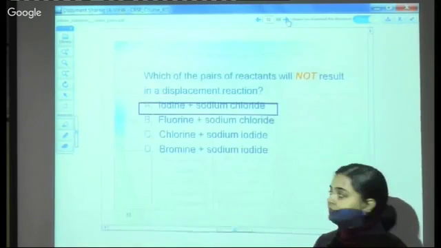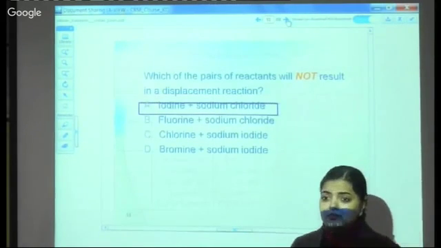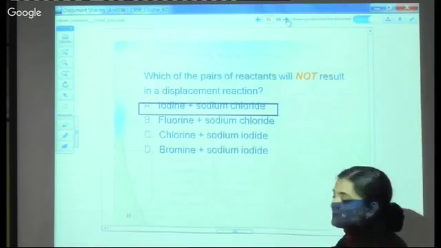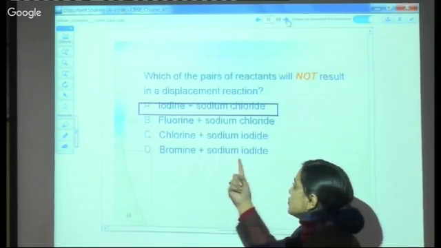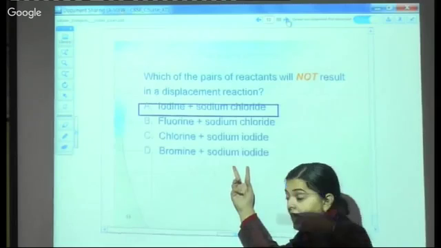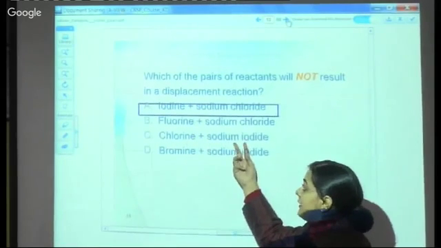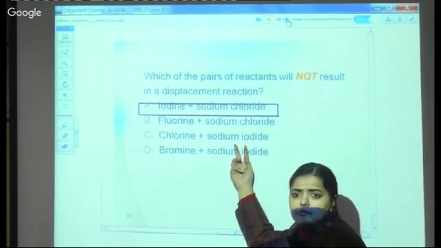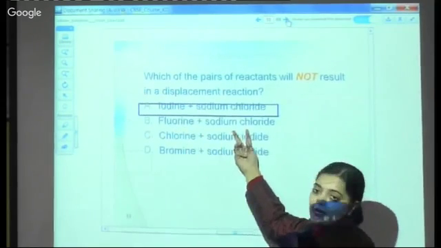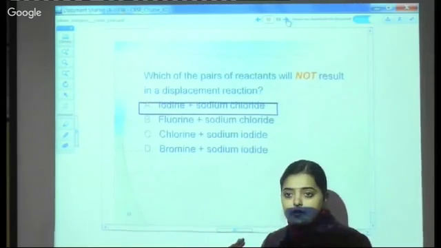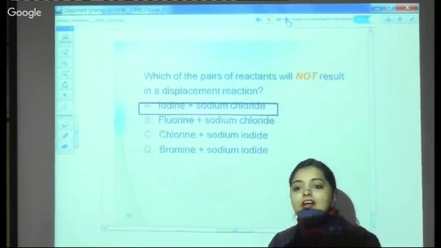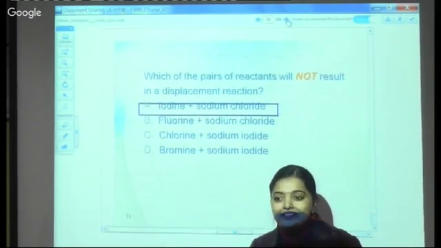Next slide, please. So here comes the question, that which of the pair of reactants will not result in displacement reaction? Bromine and sodium iodide. Sodium iodide will get displaced by bromine because bromine comes above that. Chlorine and sodium iodide. Again, iodine can be displaced by either of them. So again, it will get displaced. Fluorine and sodium chloride, because fluorine is above chlorine, so it will displace it. The only option left is iodine and sodium chloride. Iodine won't displace anything. Fine, so this is the option.